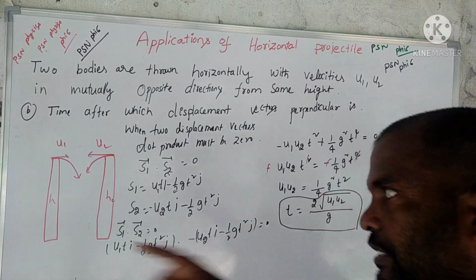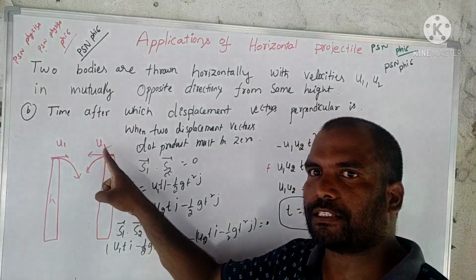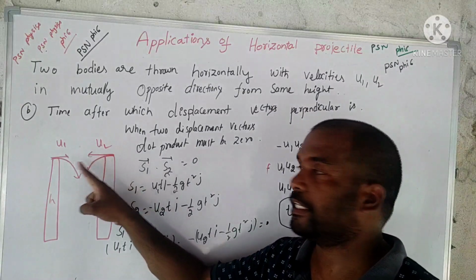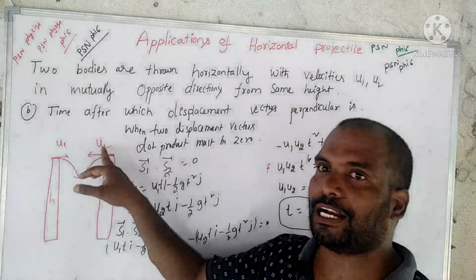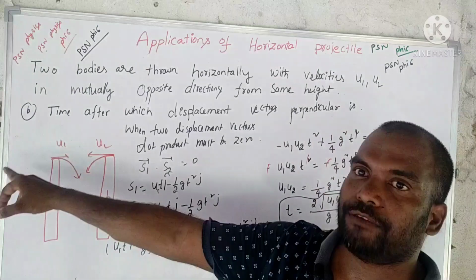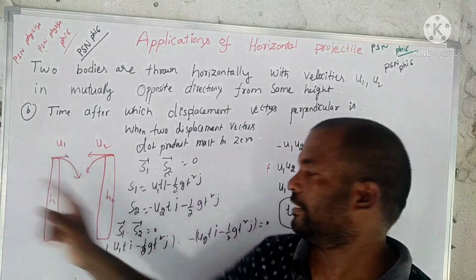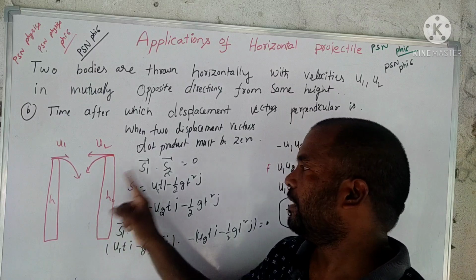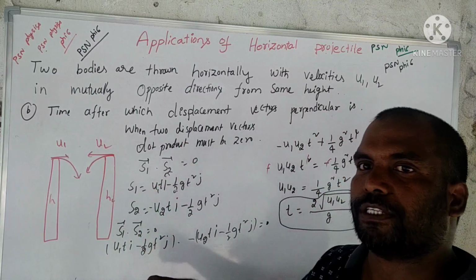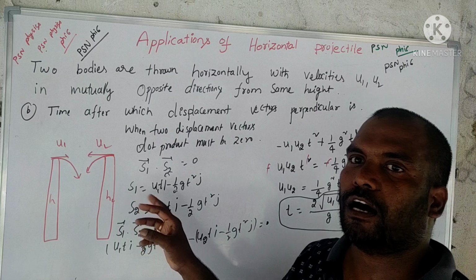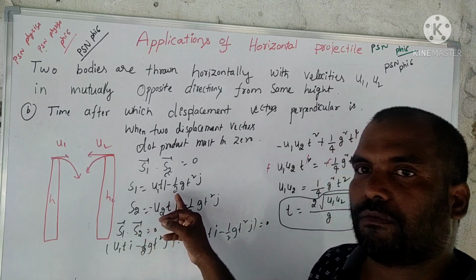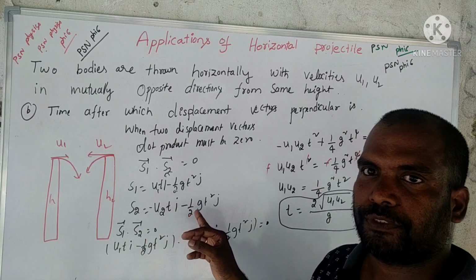Here for the first vector, u1 is taken as the positive x-axis, that's why u1 is positive. The second tower is at the same height, and it is in the opposite direction, negative x-axis, that's why here minus u t. Acceleration, anyway, we are projecting, that's why acceleration is opposite, that's why minus half g t square will come.